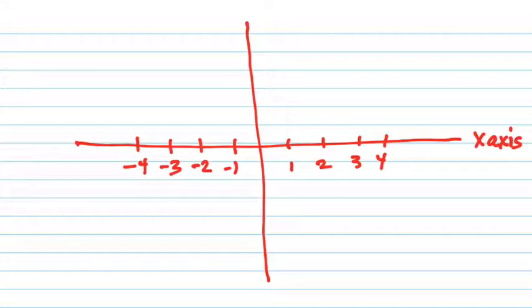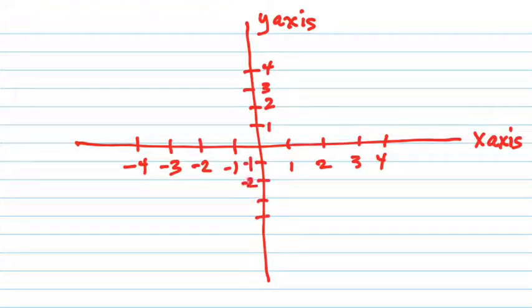Then we have a second number line, which is called the y-axis. As you go up, the numbers get bigger. What happens, do you think, when you go down? They get smaller. And to indicate they get smaller, we put the little minuses in front of them.